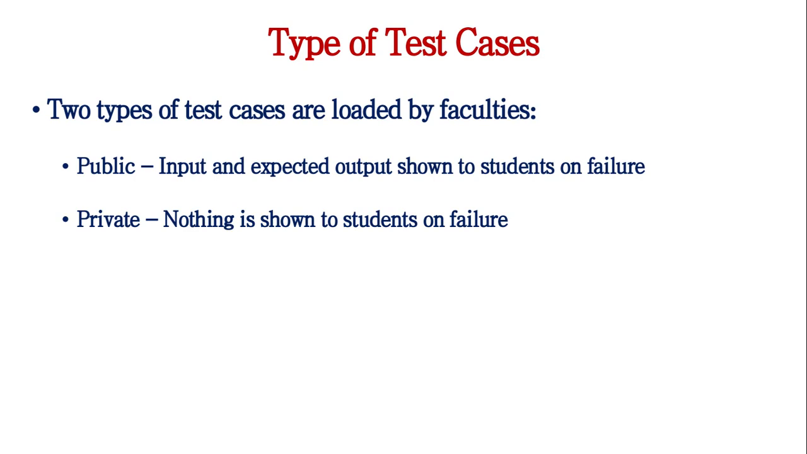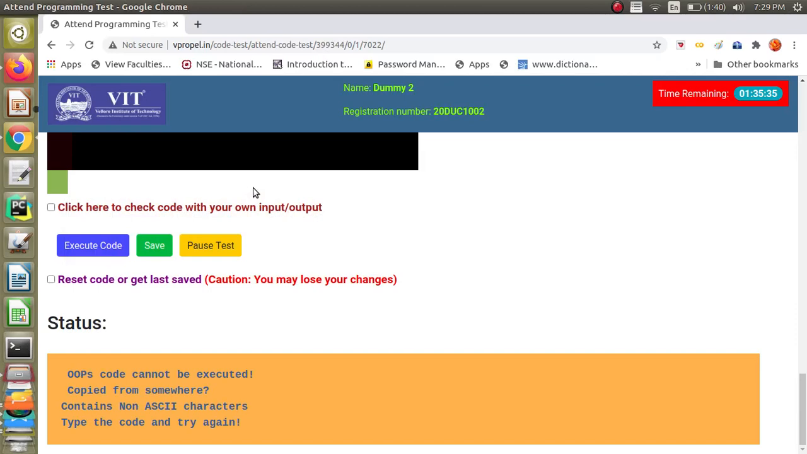If the test case does not pass, then the portal will show you the input that was fed to your program, the expected output, and your program output. It will clearly show that this is the input given for your code, this is the expected output, but your program output is this. That is shown on failure. That is how a response for a public test case failure looks. But for a private test case failure, it will not be like that. Let me show you in the portal.